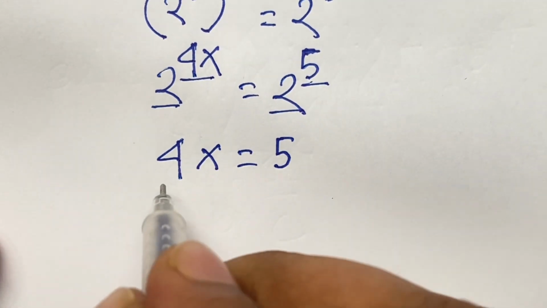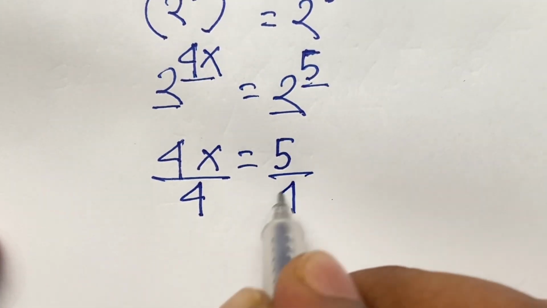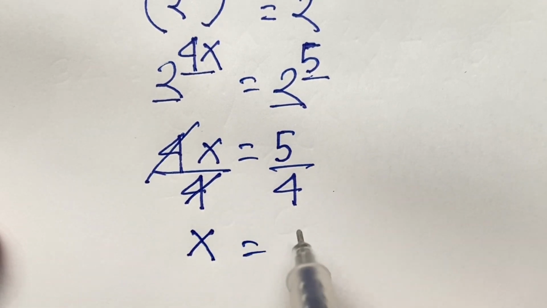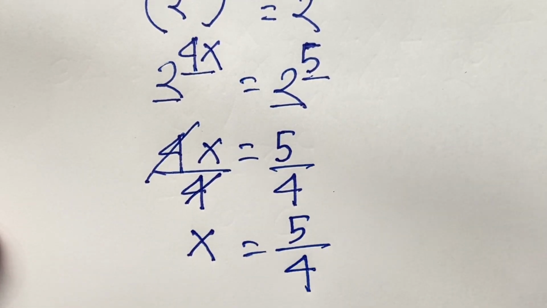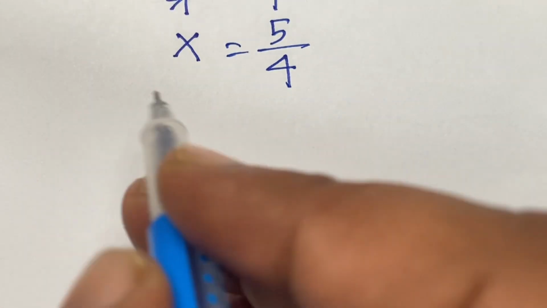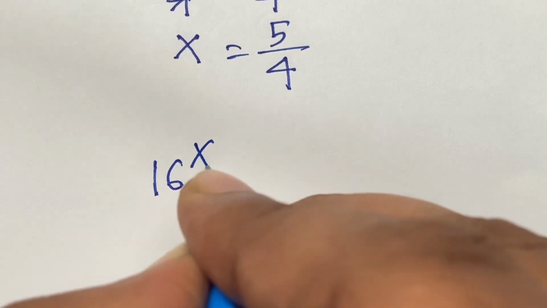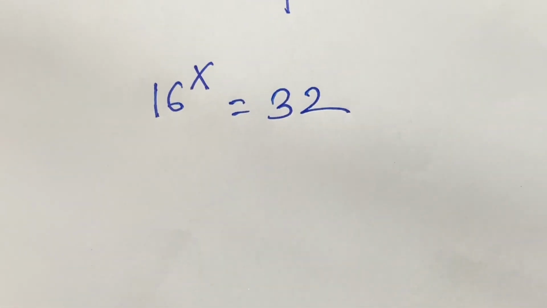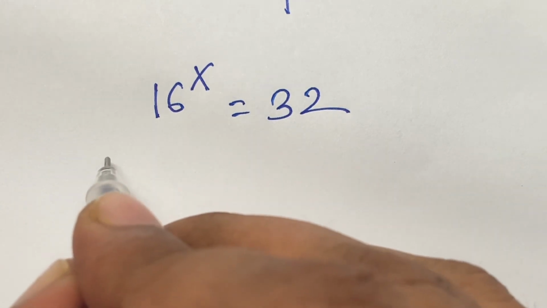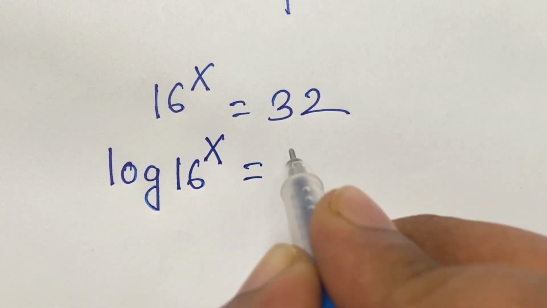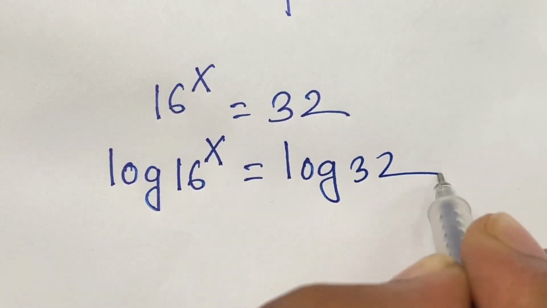Now I divide both sides by 4. This time I can say 4 cancels. Our value is 5 over 4. Now again, let me solve this question by another method. Here is 16 to the power x equals 32. Now I take log on both sides. I can say log 16 to the power x equals log 32.